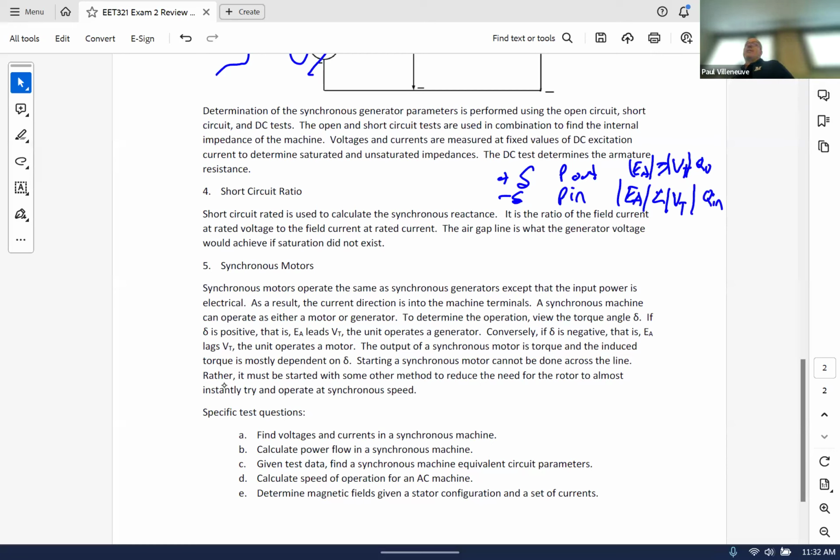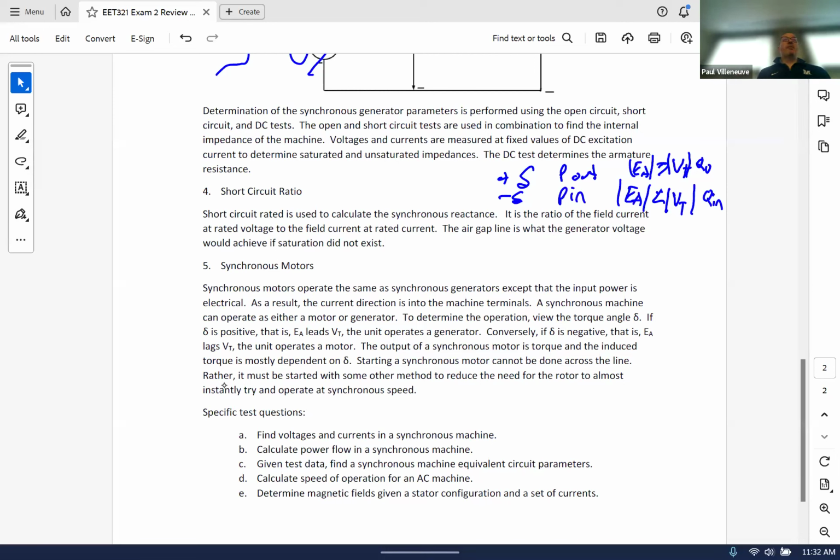So you can almost exclusively determine what's happening in terms of operation just by looking at a phasor diagram. And we'll see that a lot more when we start looking at transmission line stuff, if you take the follow-on class of that.